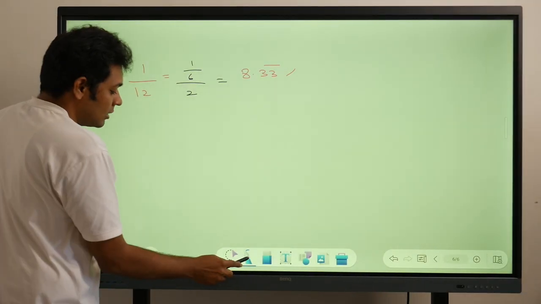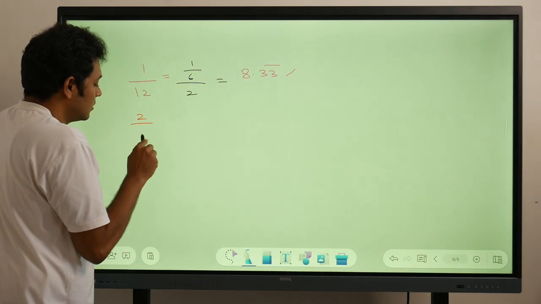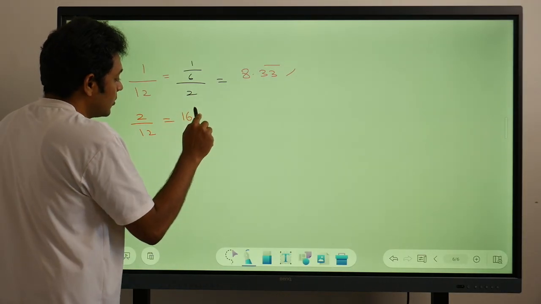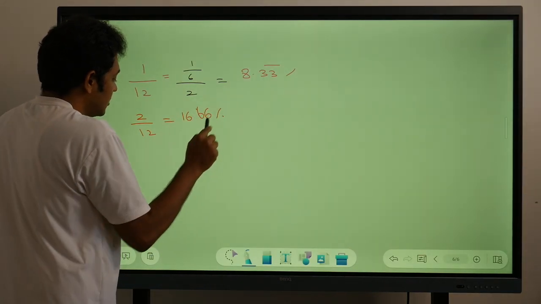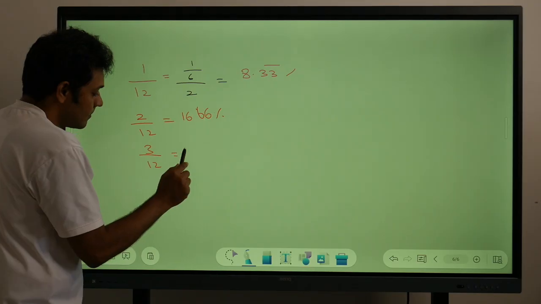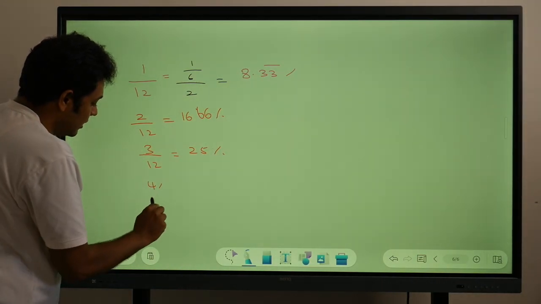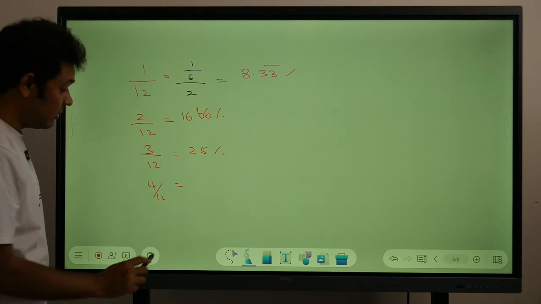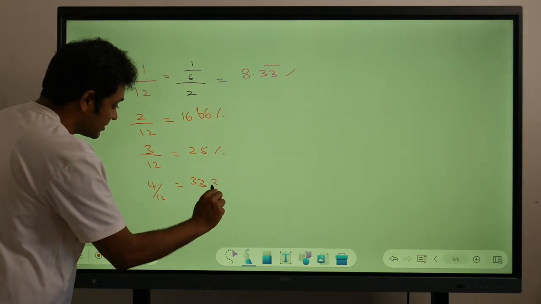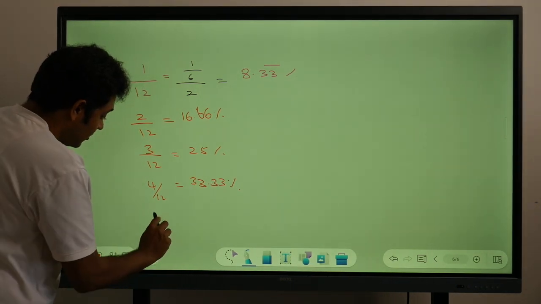Therefore, what is 2 by 12? Which is 1 by 6, 16.66. What is 3 by 12? 1 by 4, 25%. What is 4 by 12? Fourth table, 1 by 3, 33.33%. 5 by 12.